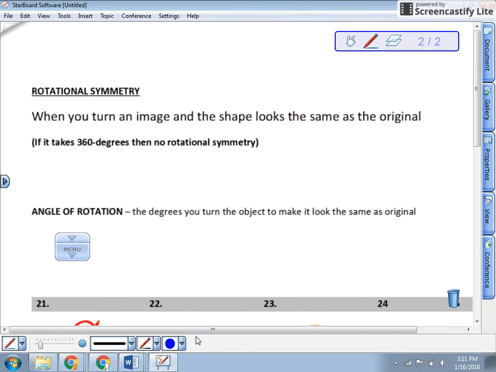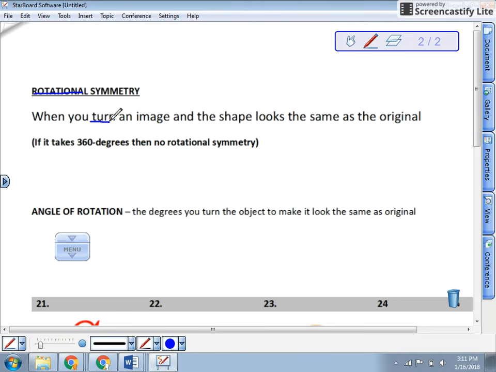Rotational symmetry is a little bit different, okay? But again, that idea of being the same. So this time, rotational obviously goes with turn, all right? When you turn an image and the shape looks the same as the original. I kind of put a note there: if it takes 360 degrees, then there's no rotational symmetry. So again, now we can turn it and the shape looks like itself.